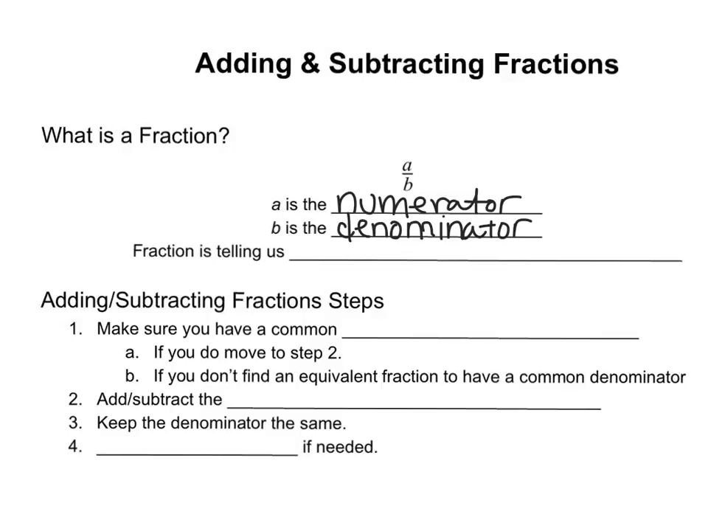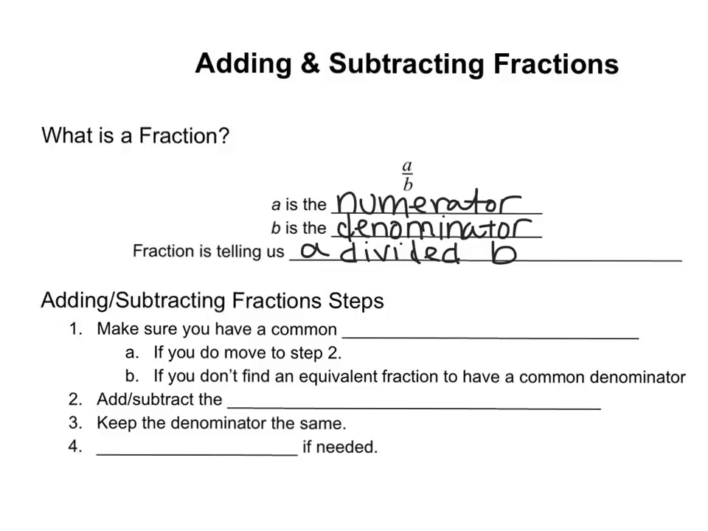So a over b is telling us that it's a divided by b. So that's just a brief overview of what a fraction is. A divided by b, a is the numerator, b is the denominator.